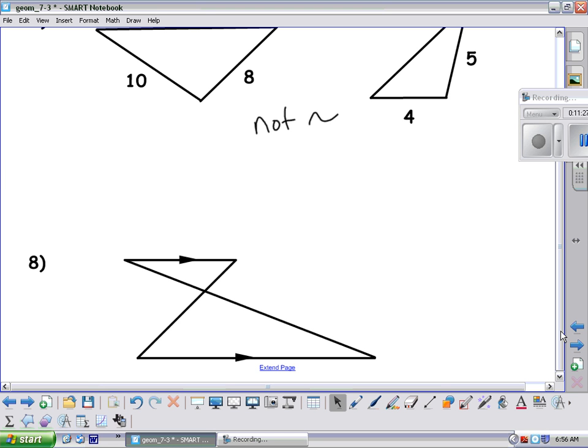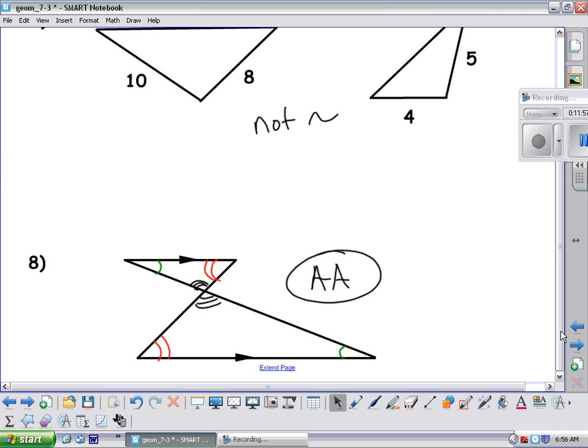And then this last example here, going back to our previous knowledge of what happens with parallel lines, I get alternate interior angles here and here, and I also get alternate interior angles here and here. So right away I'm done. We all know that we have vertical angles in here as well. So I definitely have angle, angle, and I have similarity.